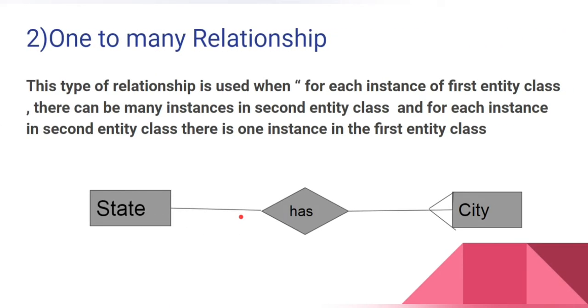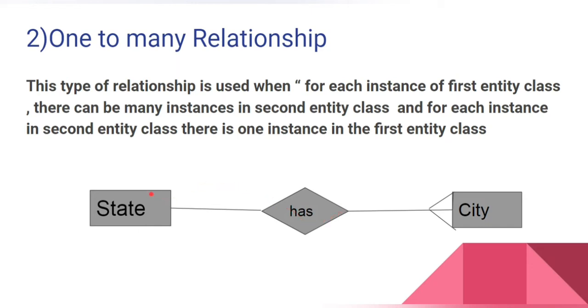So we have the one-to-many relationship. This type of relationship is used when for each instance of the first entity class there can be many instances in the second entity class. For example, a one-to-many relationship. This line and this line are the representation of many, and if we have a single line, it represents one. So a state has many cities, but a city can be present in only one state.